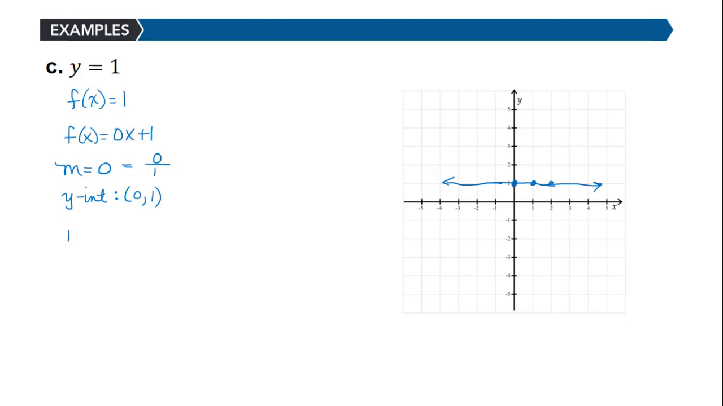What is the domain? It extends infinitely to the left and to the right, so negative infinity to infinity. The range is just a set of y values, but the only y value that this graph goes through is a y value of 1. So it's just a set containing 1. Because our slope is 0, this line is a constant line. It never goes up or down. It stays the same for all values of x.